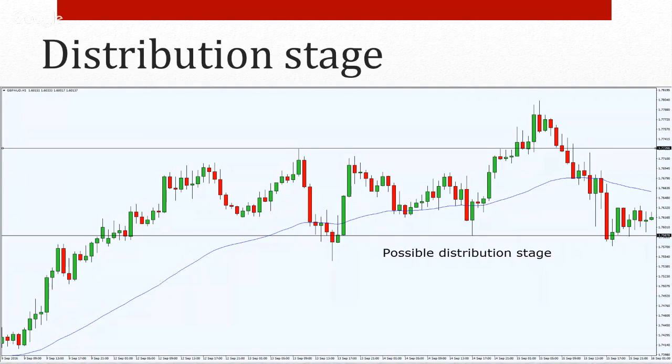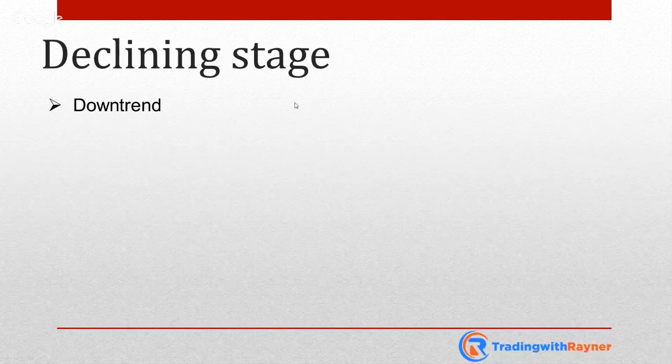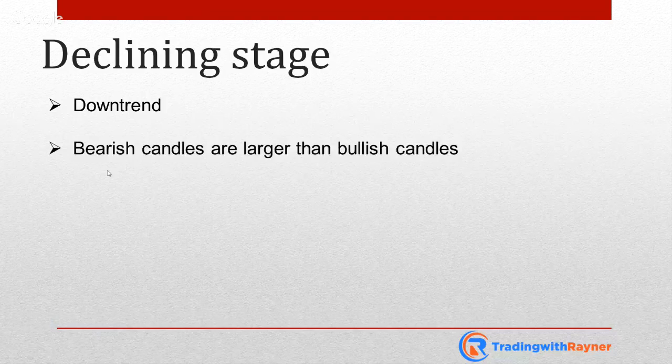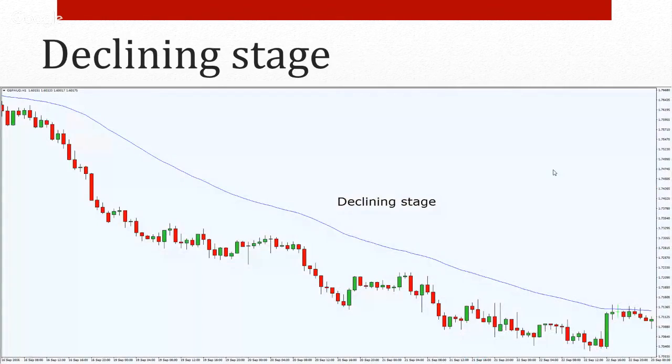But you can actually use certain techniques, which I'll share with you later, on how to determine the likelihood of it breaking lower. So the declining stage, the last one, is basically a downtrend, right? Bearish candles are larger than the bullish candles. The 50 period moving average is pointing lower, and it looks like this. Lower lows, lower highs, basically a downtrend.